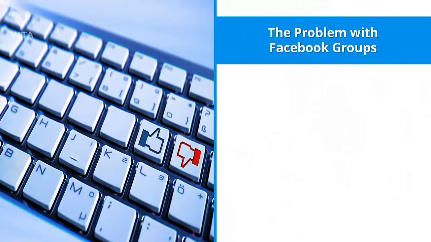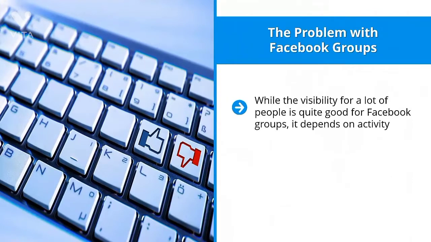The problem with Facebook groups. While the visibility for a lot of people is quite good for Facebook groups, it depends on activity. If the individual group member is not all that active in your group, maybe the person isn't liking or commenting, they're not going to get as many notifications in their Facebook update section as somebody who is active. This is a big drawback.